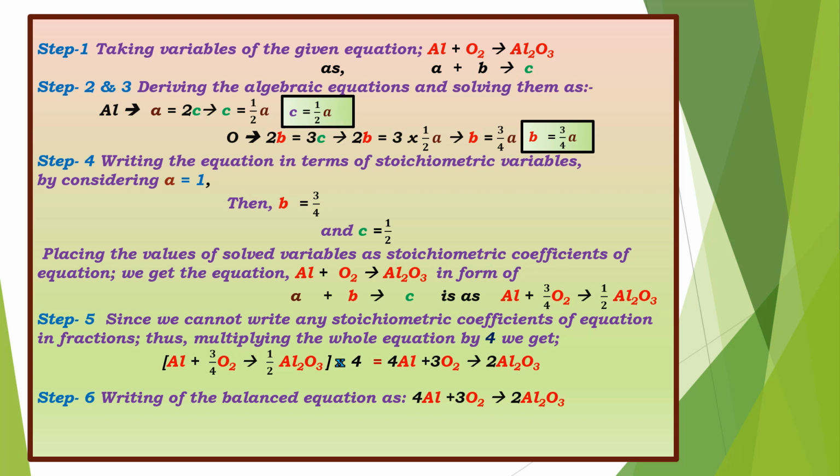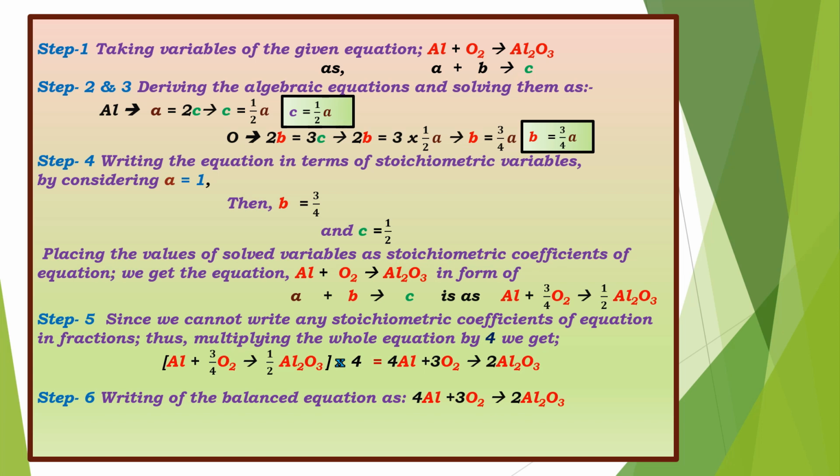Writing the equation in terms of stoichiometric variables by considering A is equal to 1, then B is equal to 3 by 4 and C is equal to half. Placing the values of solved variables as stoichiometric coefficients of the equation, we get the equation Al plus O2 gives Al2O3 in form of A plus B gives C as Al plus 3 by 4 O2 gives half Al2O3.